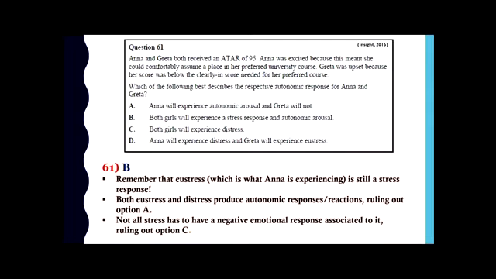We can really use a process of elimination and just eliminate what's definitely not correct. Obviously, it can't be D because Greta is quite upset, meaning that it can't be eustress, because eustress is associated with positive psychological response. Both girls are not experiencing distress because we see that Anna's quite happy. Anna will experience autonomic arousal and Greta will not. That's wrong because if you're experiencing eustress, you still have increased heart rate, you still have increased cortisol and adrenaline, so that's still a stress response, you still have autonomic arousal. So the only option could be B, that both girls will experience a stress response even though they are different, and that both of those stress responses will involve autonomic arousal.